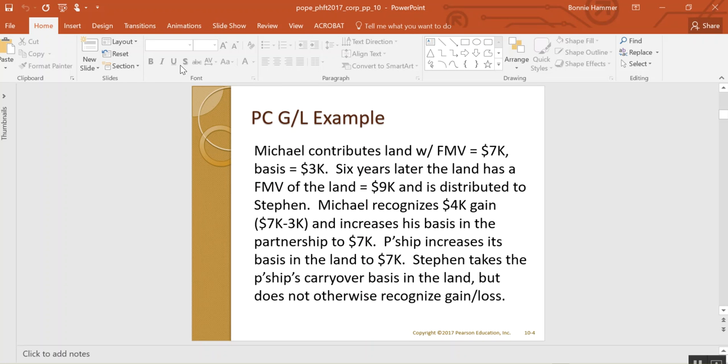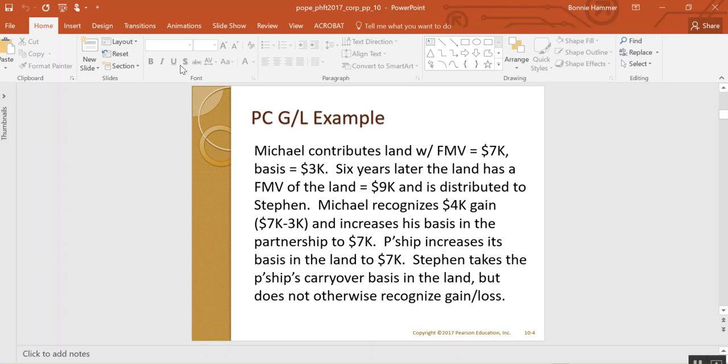However, 6 years later, so we're under the 7-year rule, that land has a fair market value of $9,000, and it's distributed to another partner named Stephen. So at that point, Michael has to recognize the $4,000 pre-contribution gain, and he will increase his basis in the partnership interest by $4,000. So his original partnership interest when he contributed the land 6 years ago was $3,000.